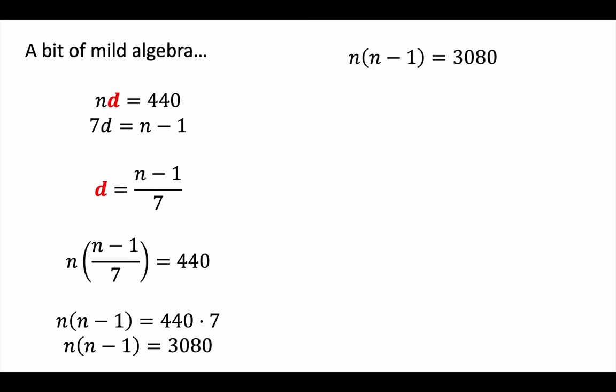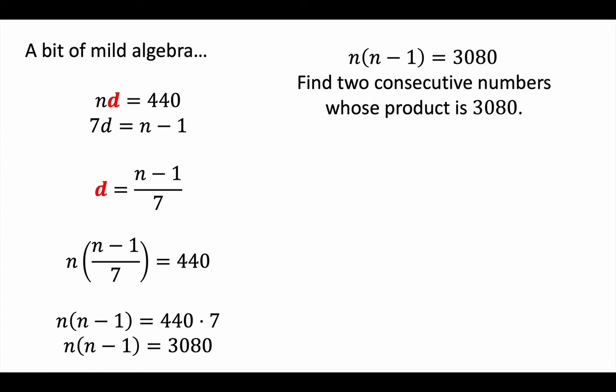Let's look back at the equation that we had. N times n minus 1 is 3080. N is an integer, right? So n minus 1 is another integer that's 1 less than it. We're really dealing with 2 consecutive integers whose product is 3080. So it's more of a puzzle than it is an algebra problem.